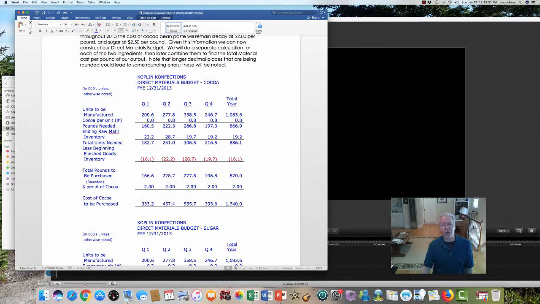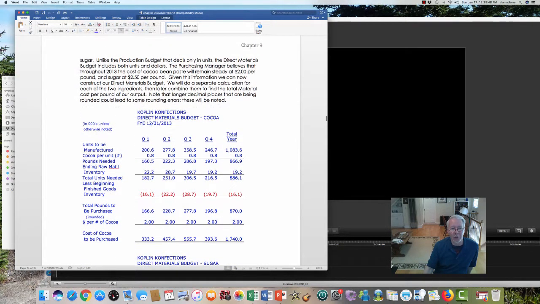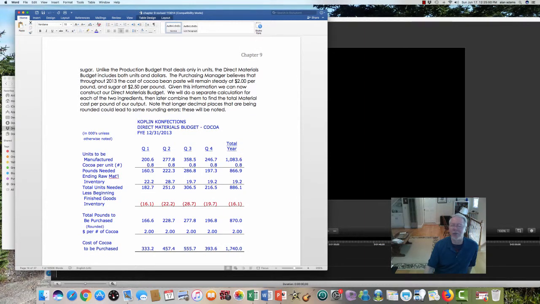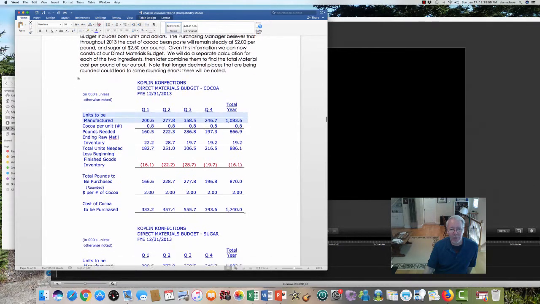So this budget is going to start with units of finished goods output. It's going to then go to the raw materials that I have to input. And then at the end, I'm going to cost it out. So we've got three different units of measurement in this budget. Let's just focus on cocoa and forget about the sugar because the sugar is the same thing, just a different proportion. You'll notice I start with units to be manufactured. Where do I get it?